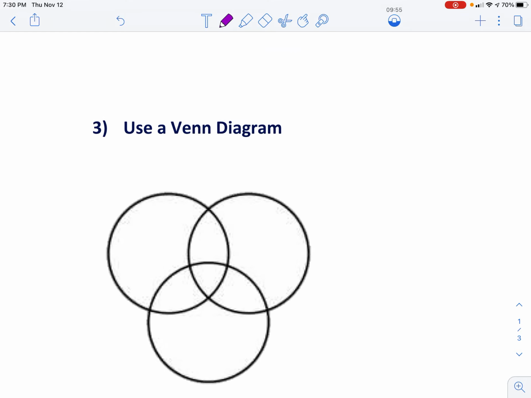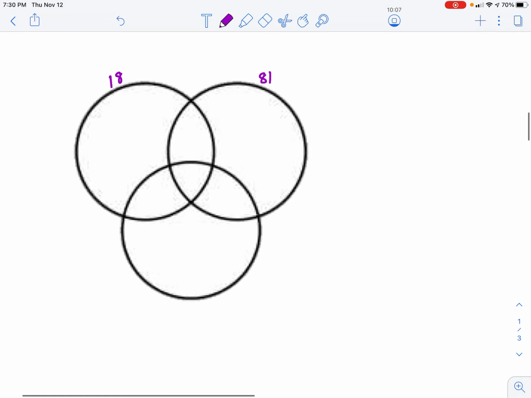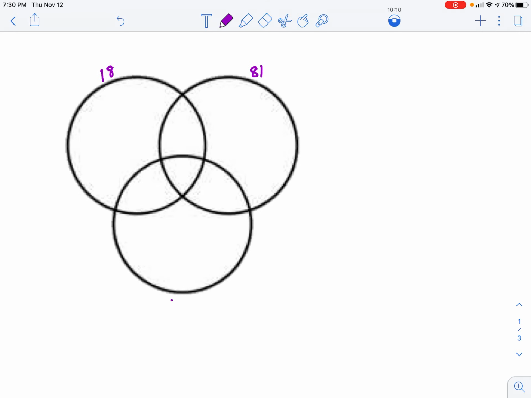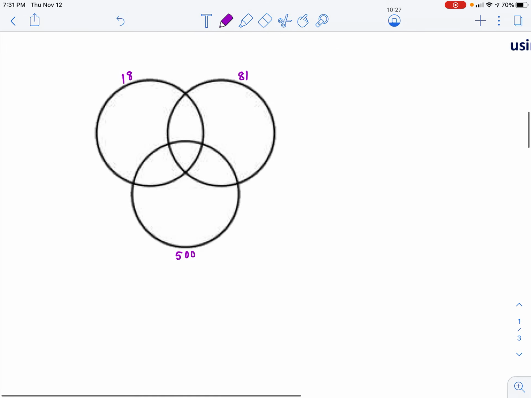We're going to use the same three numbers that we just did in 2B, which were 18, 81, and 500. I'm going to assign one circle to one number. So 18 is going to represent the circle in the top left. 81 will represent the circle in the top right. And then, of course, the bottom circle will be where 500 will be represented. And below this, let me make this a wee bit smaller, I'm going to write down those three numbers again.